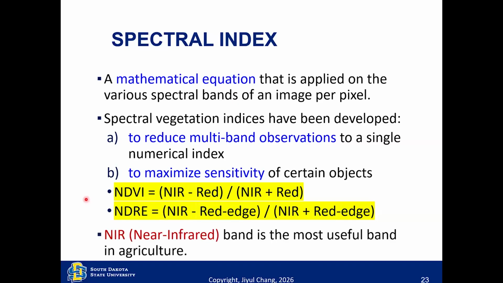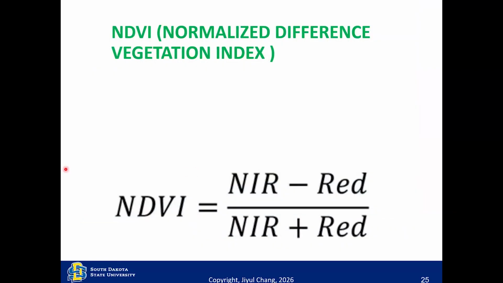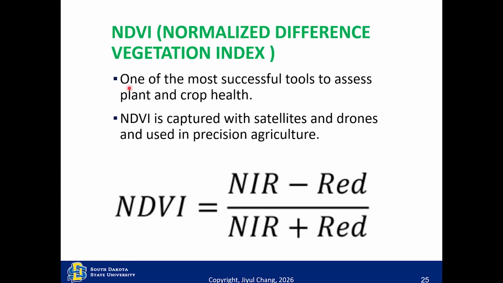So that means near infrared is the most useful band in agriculture. Near infrared is very sensitive to the spongy mesophyll layer, so we can identify the stressed plant and the non-stressed plant very easily. I'll talk about NDVI in a little more detail. NDVI is one of the most successful tools in agriculture.